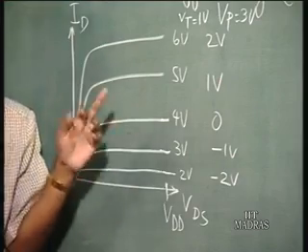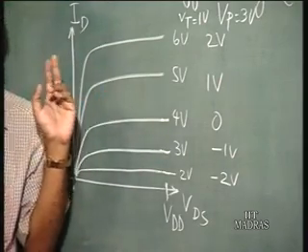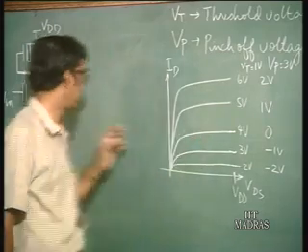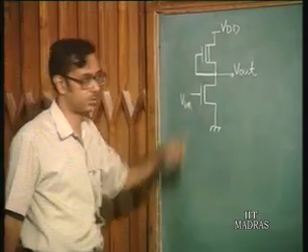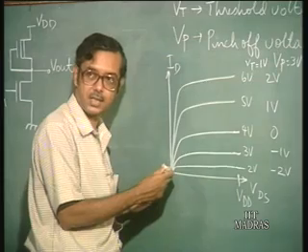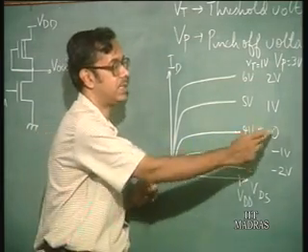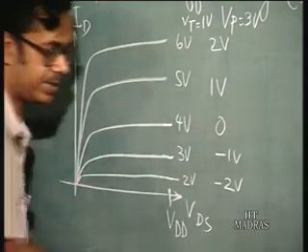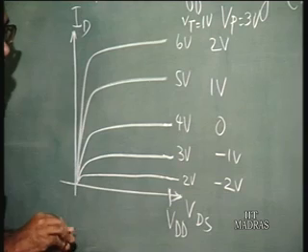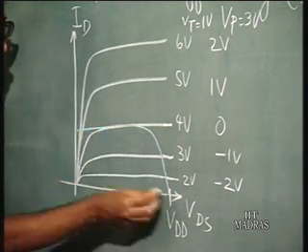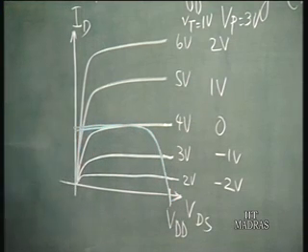So for this particular load device, gate to source voltage is always 0. The gate and source is shorted. So we have to pick up the characteristic of the load device for VGS equal to 0. See, for VGS equal to 0, the characteristic is something like this. So the load characteristics, the load line as you call it, is going to be something like this.